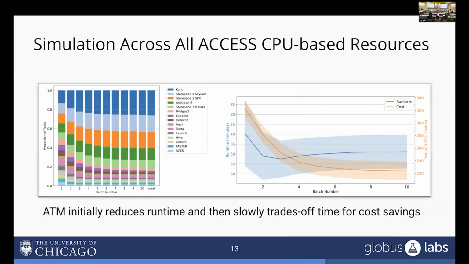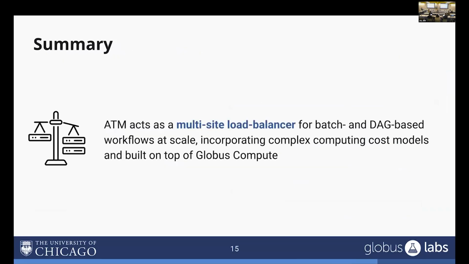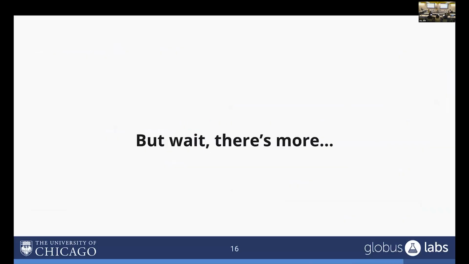We did a simulation across all of the ACCESS machines. Basically what this is showing is initially we go really, really fast, but then we start to trade off that time for these compute credits. We scaled up to 16,000 endpoints, 16,000 tasks on a laptop, so it's scalable for client-side software. In summary, this is basically a load balancer. We can talk more about it.